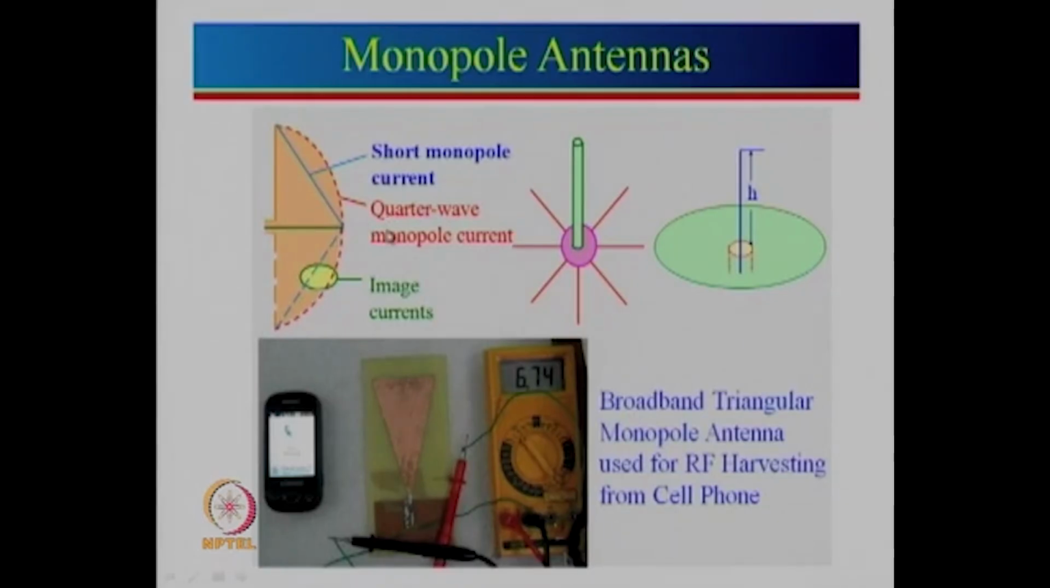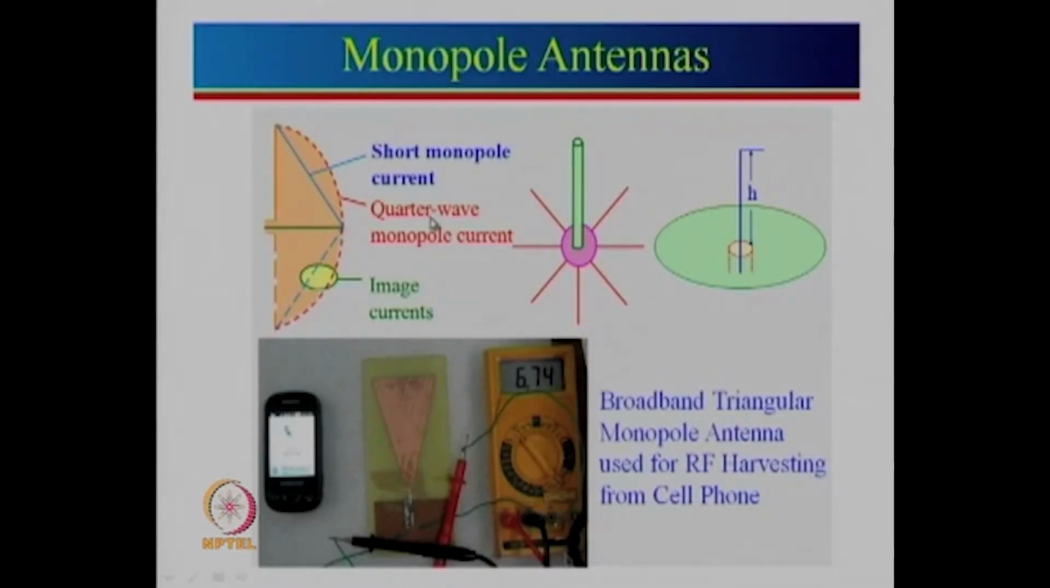And so, if the monopole is a quarter wave, that means the current will be 0 here and the current will go to maximum, and this is the image here which you will not be seeing as such, it is just an imaginary thing. But if it is a short monopole, then the current variation will be from 0 to a triangular variation. Okay.